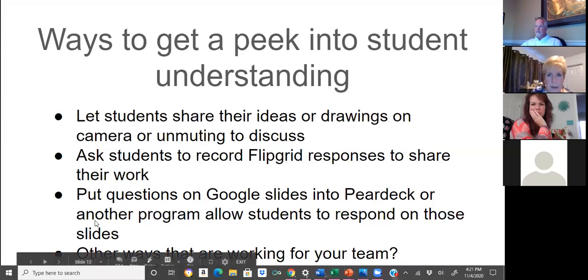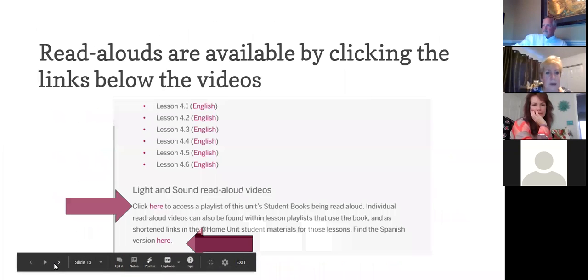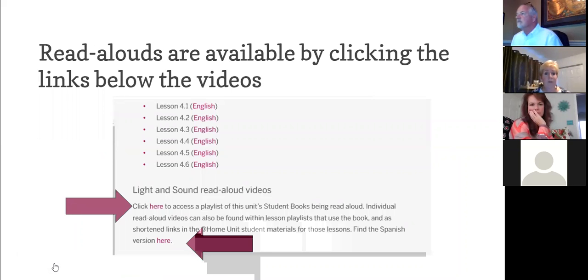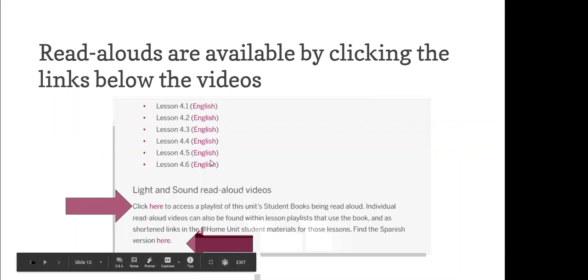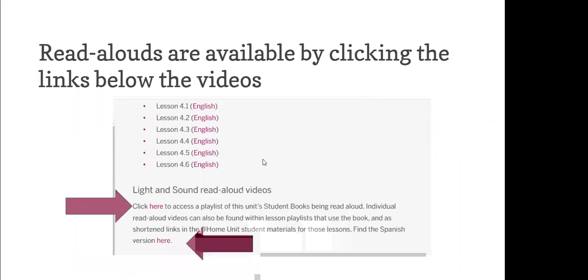Well, let's go ahead and look at where the read alouds are too. Realize that if you have not used the read alouds directly off the platform, those are ready in English and in Spanish for your kids for all 3 of the second units. Up above here is where the videos were. If you just keep scrolling down, you see it says Light and Sound Read Alouds. Click on the first one to get the English version. If you click on the second one, you get to all the books recorded in Spanish.